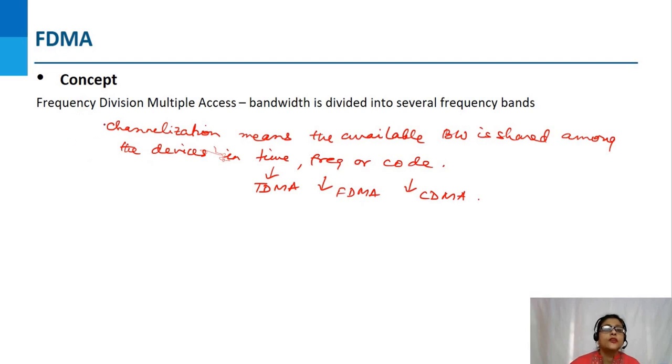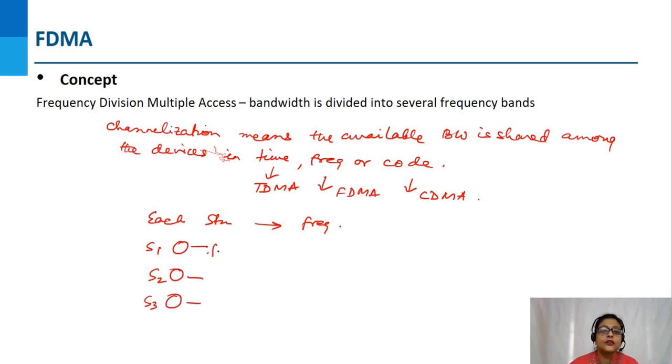Now, for frequency division multiple access or FDMA, the bandwidth is divided into several frequency bands. Each station will be allocated a particular frequency. If we have 3 stations, for example, station 1, station 2 and station 3, then they will be allocated frequency 1, frequency 2 and frequency 3, and accordingly they will be sharing the bandwidth of the channel.